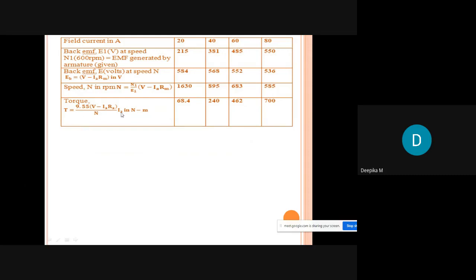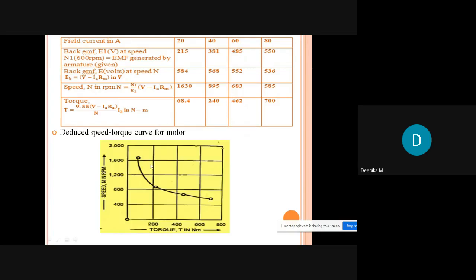And the torque formula we have, this is the formula for the torque calculation. And again, substitute all the values. V minus Ia Ra keeps changing, and the speed N is nothing but this value, and Ia is nothing but 20. So like this, you have to substitute, and you will get the value. And we have drawn the curve, and you can see here speed and torque are inversely proportional. By this value also, you can see here it is inversely proportional. When speed is high, torque is low, and again when speed is low, torque will be high. Like this, we have to draw the graph.